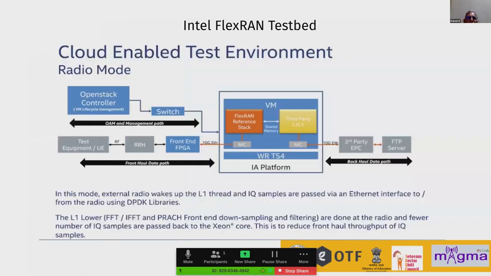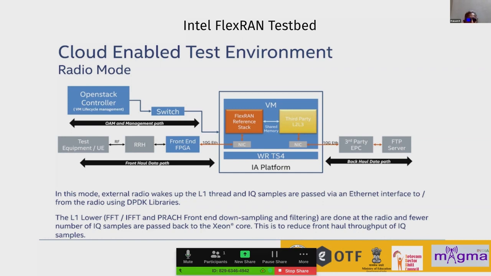So you have the Intel FlexRAN testbed, which is cloud enabled. You can also use the OpenStack controller to switch and put the VM and then test equipment. You can connect, you can emulate, simulate, whatever you can do, create the necessary signals instead of doing it on the real one, or you can do it simulated, and then you can have a front end. You have the FPGA, which is able to do the FFT and IFFT, the fast Fourier transform, for signal processing and all that.